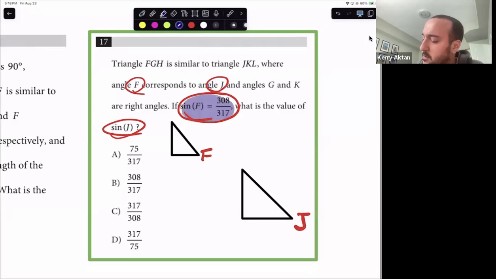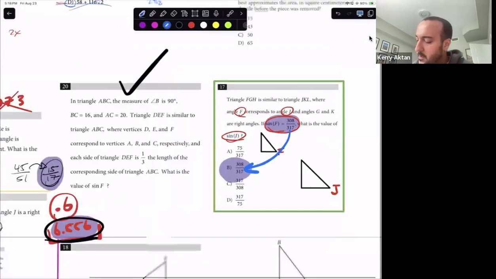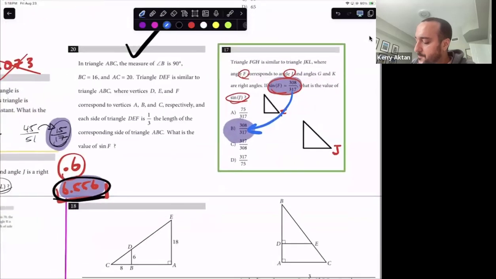Remember, similar triangles have the same angles, so they will have the same trig ratios. It's done. Cool, so that is good there.